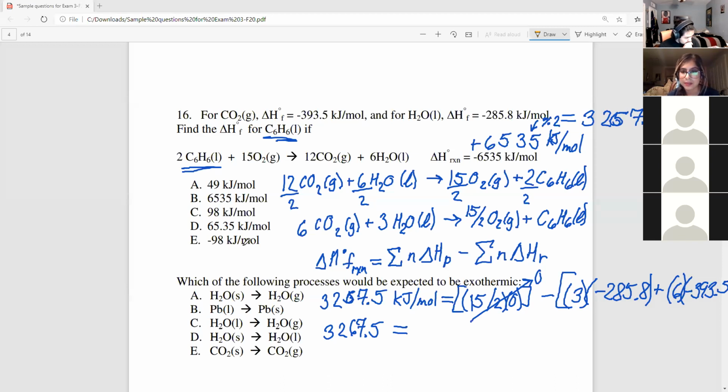Yeah, I messed up here. So we're looking for, what did I do? Okay. So yes, we should have put plus here the formation of C6H6. There we go. So C6H6, and then this is going to be plus. So what do we get when we add that all up?